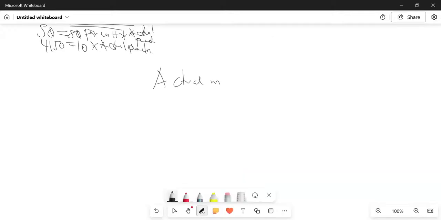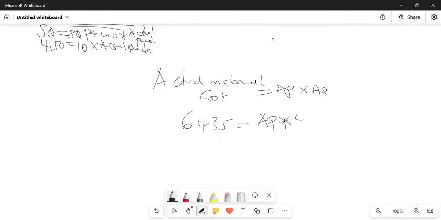Actual material cost equals AP times AQ. Actual material cost is 64.35. So they're asking for actual price. Is that okay? And unfortunately, we know this AQ, was it 41? Actual quantity purchased of materials.